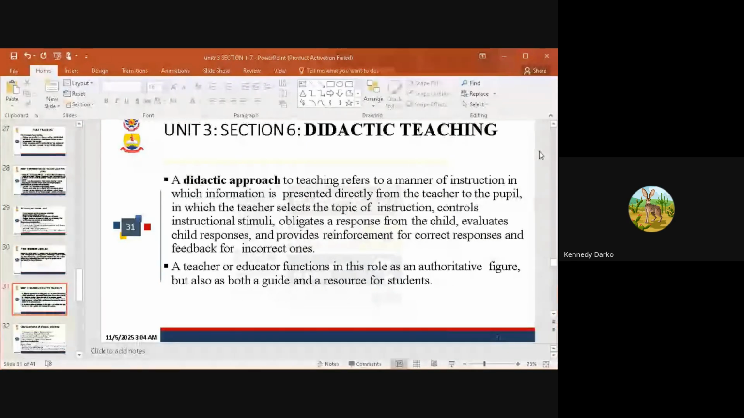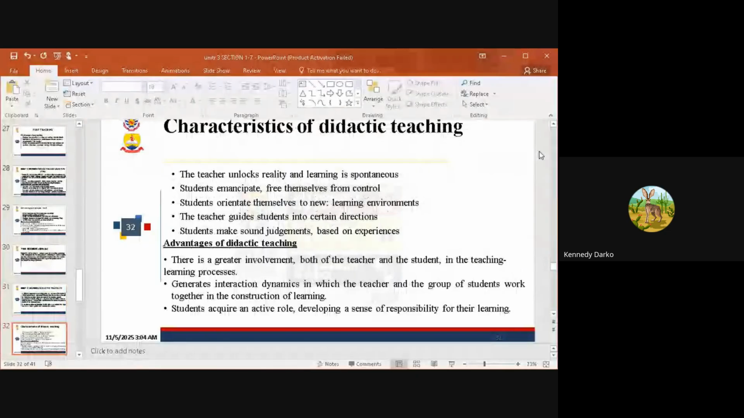A teacher or educator functions in this role as an authoritative figure, but also as both a guide and a resource for students. So when you assume this position, you are seen as an authoritative figure. When you talk about an authoritative figure, everything depends on you. You have the authority over whatever has been put under your care. And you are also serving as a guide to the student or to your people. So we should be mindful.